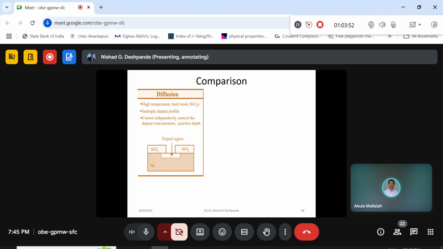Sorry? No, no, I am at the same slide. You can see the cursor, right? Yes sir, a small point is there. Yeah, the pointer. Yes, sir, the cursor is shown.